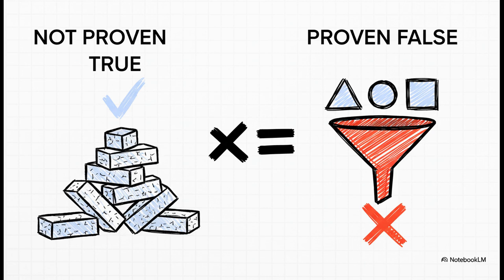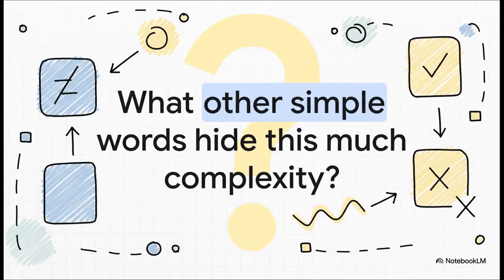See the difference? Not having a proof of truth, that's our negative negation. But having a proof of falsehood, by showing it leads to absurdity, that's our positive negation. They are two totally separate ideas. And that, right there, is the entire universe of complexity hiding inside that one little word, not. Kind of makes you think, doesn't it? What other simple, everyday words are we all using that are hiding this much depth? What else is out there, just waiting for us to look a little closer?